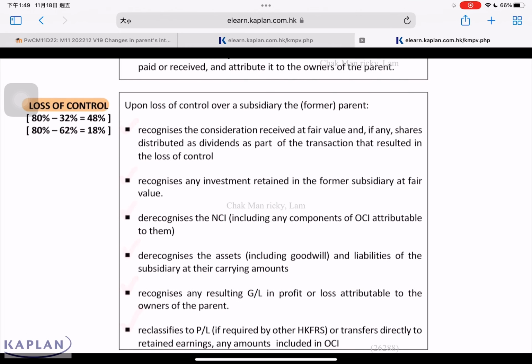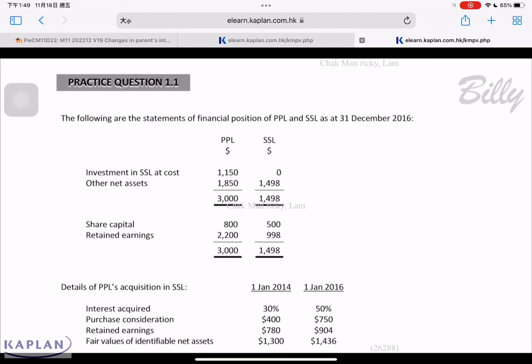Normally, when loss of control, we have to do deconsolidation. What are the steps to do the deconsolidation? I'll summarise for you here. We're going to use one question to illustrate all this. Please refer to page 48, question 1.1. This question is to discuss the different types of changes of parent interest in subsidiary. Study the question, understand the issue. We're going to discuss this question shortly.